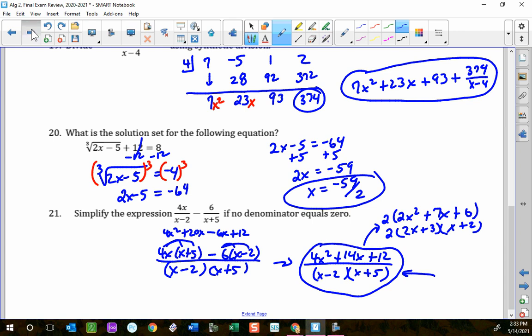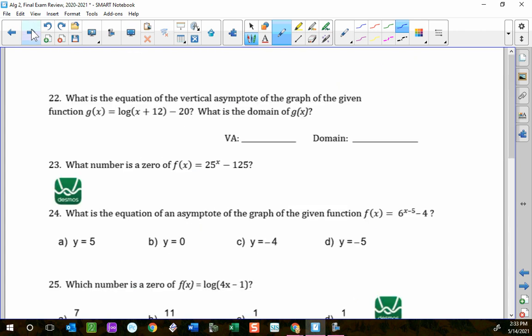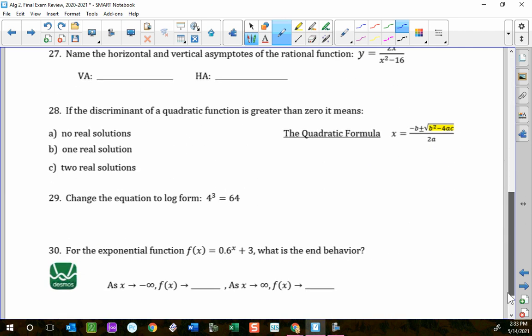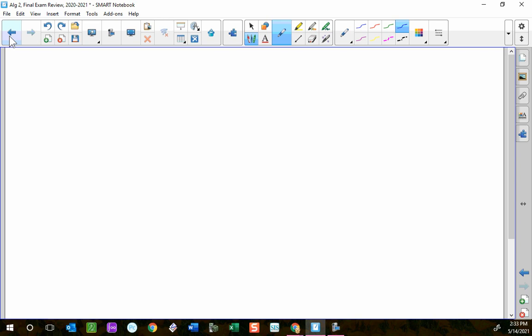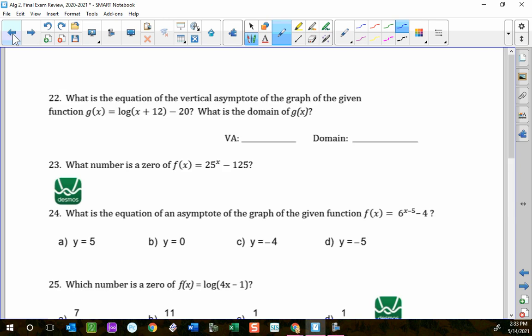Alright. Number 22. Alright, we're almost done, right? Is this the last page? Okay, phew, I'm getting tired. All right, so what is the equation of the vertical asymptote and what's the domain?